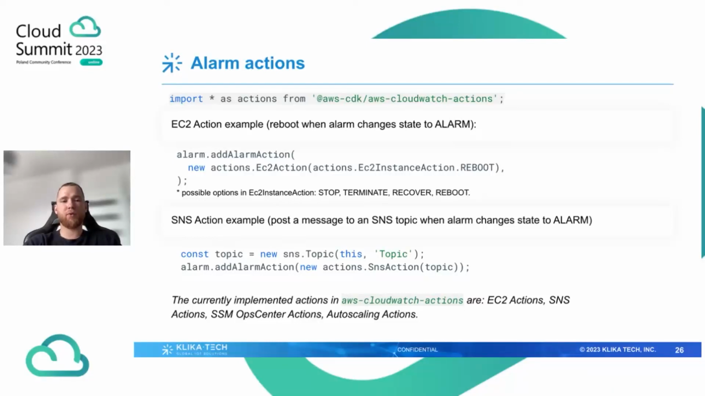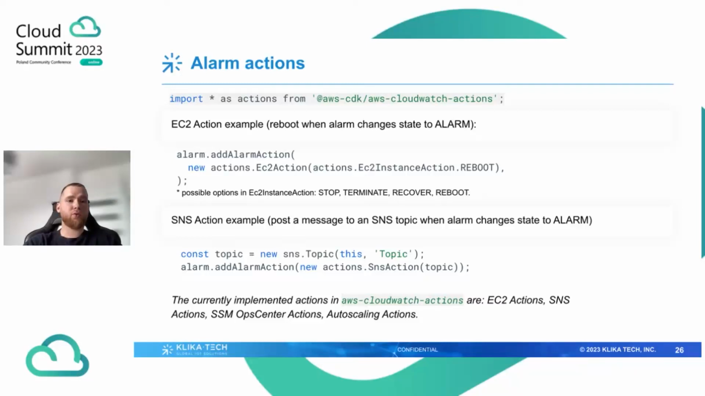In the second example, you can see how to leverage the SNS service when an alarm is triggered. For this purpose, we create an SNS topic and associate it with our alarm by adding an SNS action. This configuration ensures that notifications related to the alarm will be sent to the specified SNS topic.